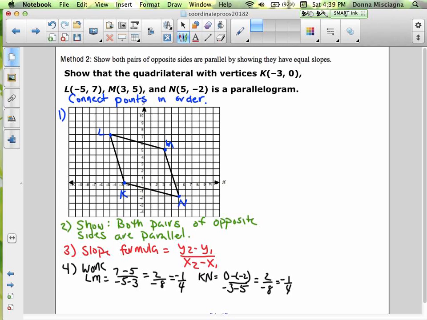Now let's find the slope of LK. So 7 minus 0, and then -5 minus a -3. So that's 7 in the numerator, and in the denominator negative 5 plus 3. Negative 5 plus 3 is a -2, and that doesn't reduce. And then the other side opposite LK would be MN.